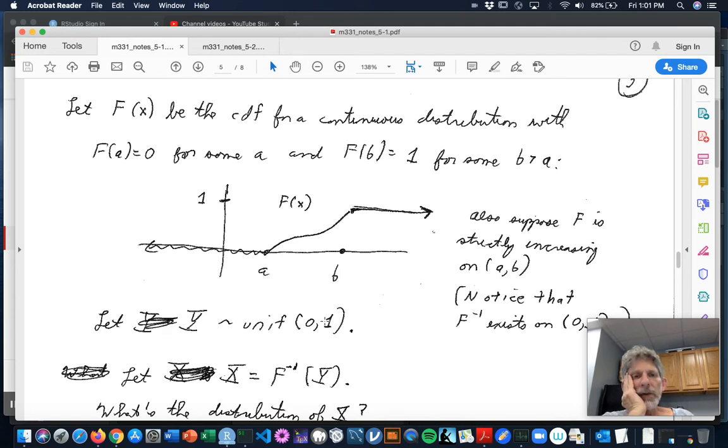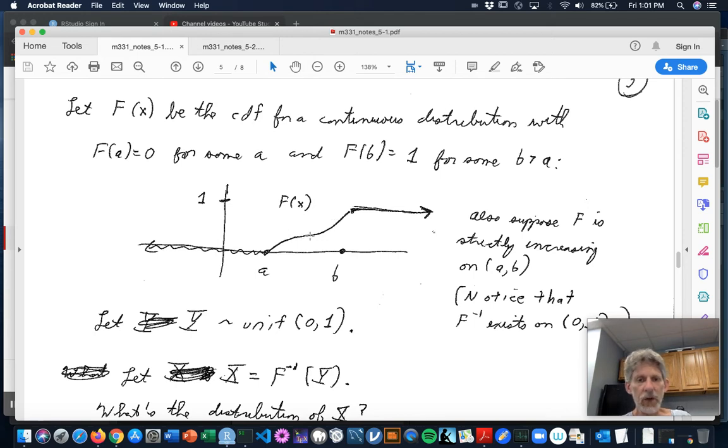Let me try another example where I'm basically going to be using the CDF technique on it instead of a change of variables. So let's let capital F of x be the CDF for some continuous distribution. Not just any one in the world, but one that is 0 up until some number a, and then it rises in a one-to-one way. So it doesn't stay flat for any interval at all.